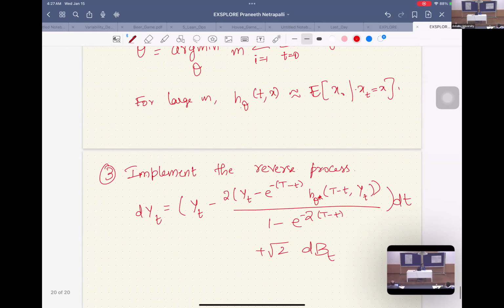In practice, m is usually very large, but it seems like it's working quite well with whatever number of samples we're able to gather.